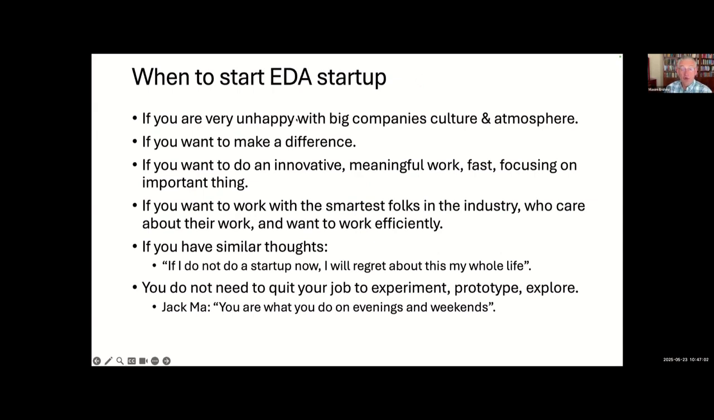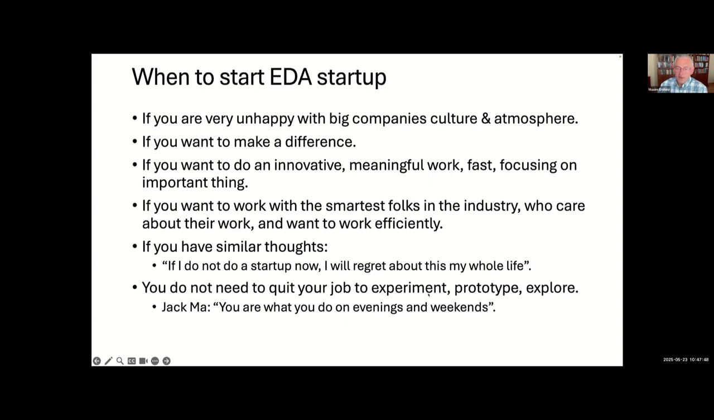When to start a startup? If you are very unhappy about the big company culture, atmosphere, if you want to make a difference, want to do innovative, meaningful work, move fast, focus on the essential things. Also, it's good that with a startup, you do things the way you think is right, and you will talk to the smartest folks in the industry, and it's very nice. Also, if you have a thought that I had in my last startup: it's risky, it's scary, but if I don't try it now, I will regret it my whole life, that I didn't start it. If you have this thought, it's a good indication that it makes sense to start.